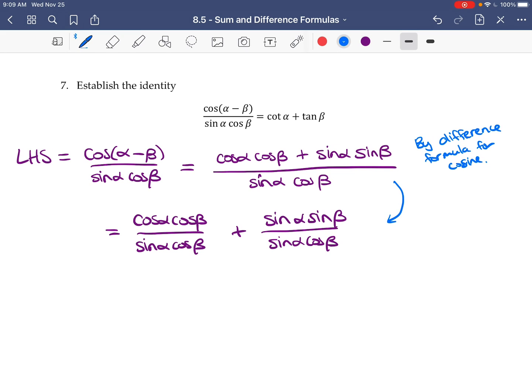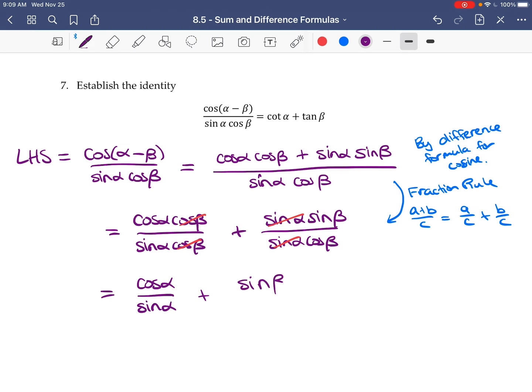To get from here to here, this is just a fraction rule. If I have a plus b over c, I can write it as a over c plus b over c. And now I see that these things have things in common. Over here, there's a cos beta over a cos beta, so those cancel. And in this term, sine alpha over sine alpha is going to cancel. So I'm left with cosine alpha over sine alpha plus sine beta over cos beta.